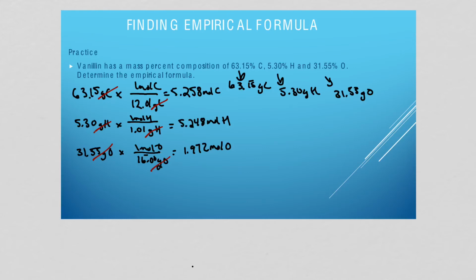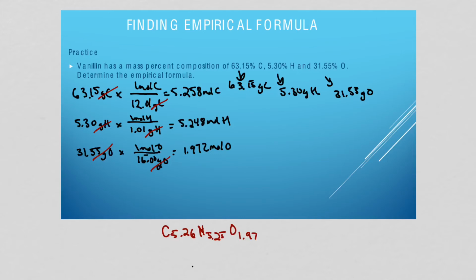Okay, so if we look at our steps here, now we have moles of each. So we've established what our basic ratio is. I could write a formula here at this point, where I have carbon 5.26, hydrogen 5.25, oxygen 1.97. But of course these are not whole numbers, so I need to turn these into whole numbers somehow.